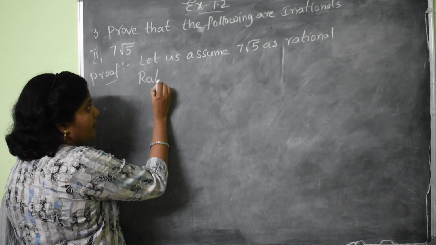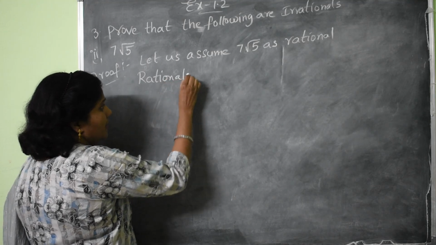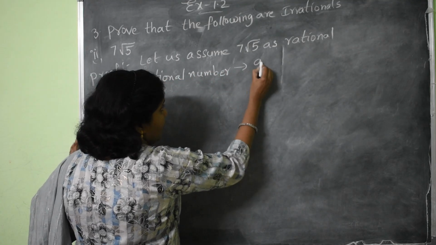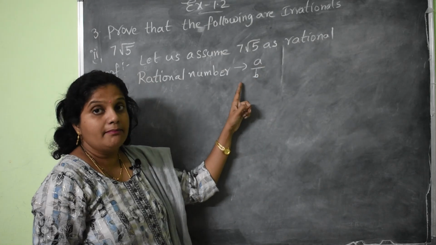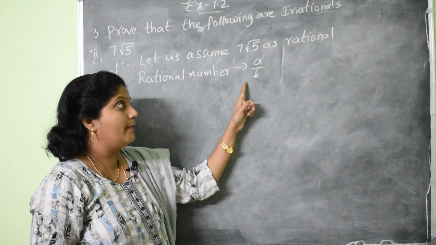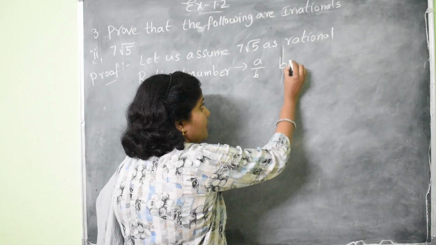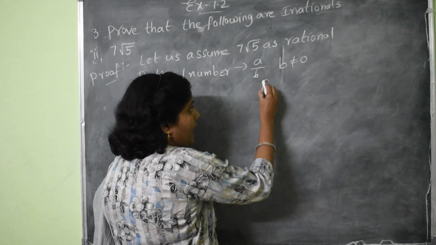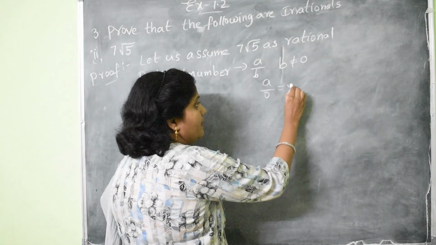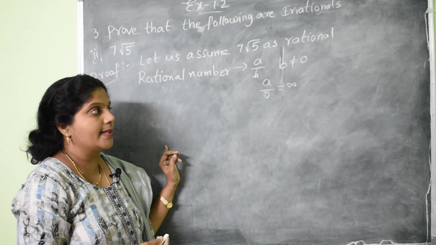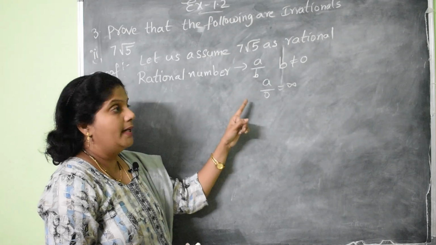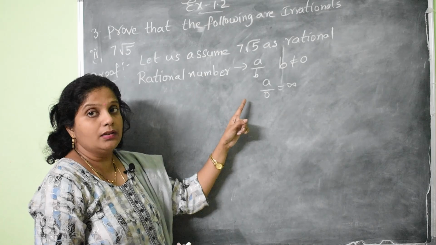Every rational number should be expressed in this form only, that is a by b, where b is not equal to 0. If we take b as 0, the whole term becomes infinity, so the rational term will not exist. For this reason we should not take b as 0.